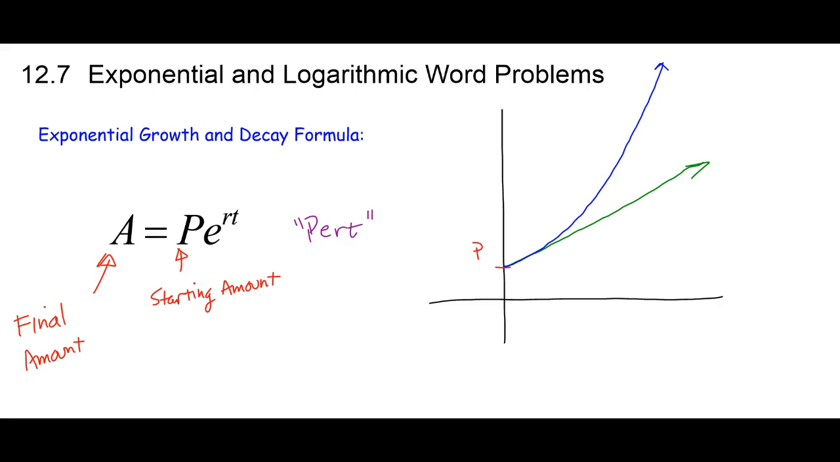T, I think it should be pretty obvious what T is. Nobody ever really doubts what that is. That's time. And then R is a thing called the growth rate.